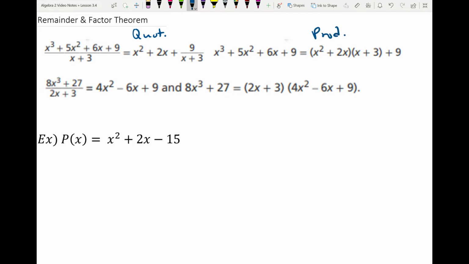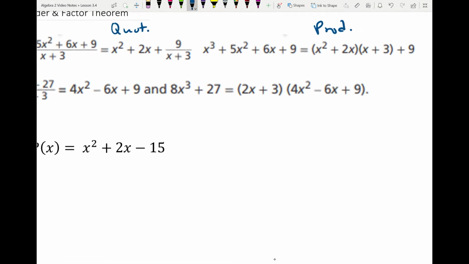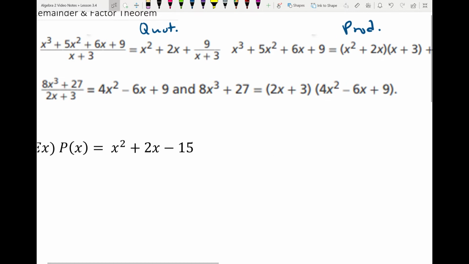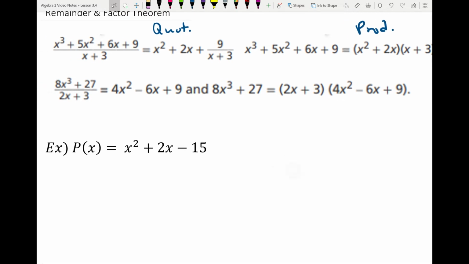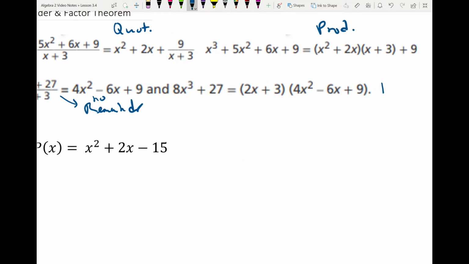So I want you to note that when we have a remainder, that remainder is on the outside of the product form. Now, when the remainder is 0, I want you to note this special case. So for part B, the remainder was equal to 0. So this one had no remainder. So when it has no remainder, notice that the remainder here is 0, and we could ignore it.